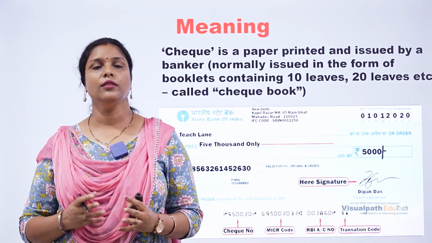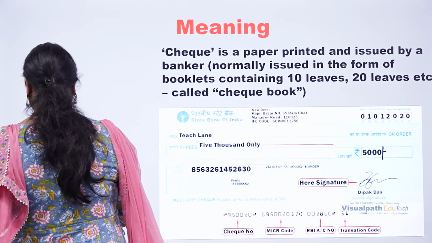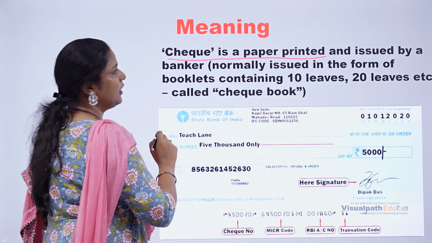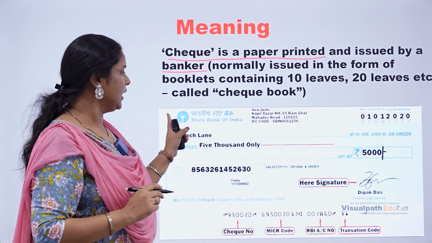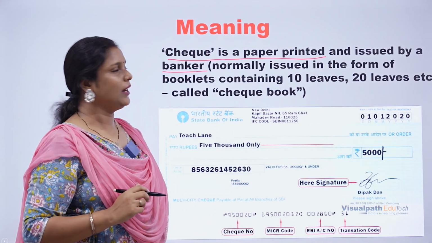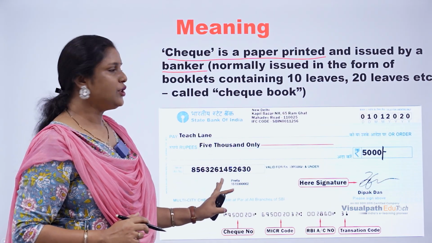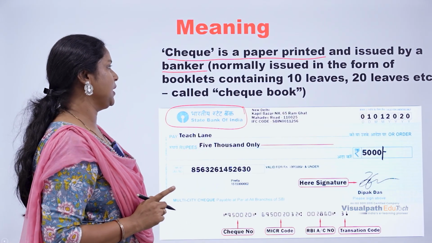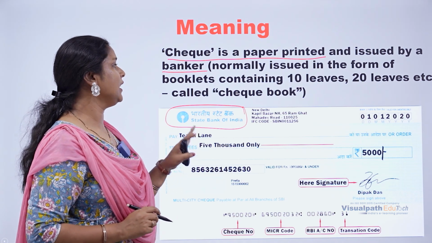So, to start with, let's first understand the meaning or the concept of a check. What is a check? A check is a paper printed and issued by a banker. If you see this picture, it is just a piece of paper, right? It's a piece of paper where something is already printed. Who's issuing it? A banker or a bank is issuing this piece of paper. Normally it is issued in the form of a booklet containing 10 leaves, 20 leaves, etc.